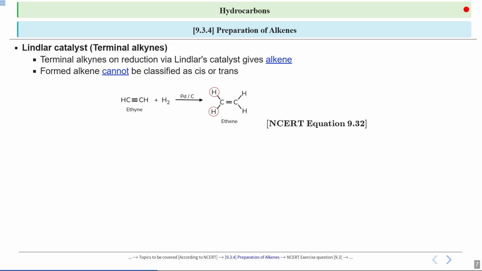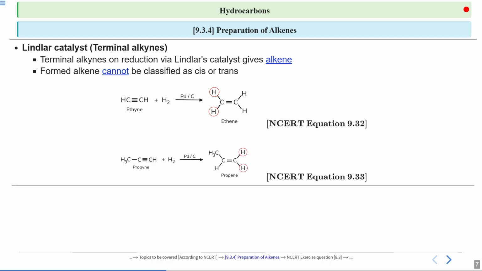Now it results in the formation of ethene, which is incapable of showing cis-trans isomerism or geometrical isomerism. We can also take propyne in place of ethene.